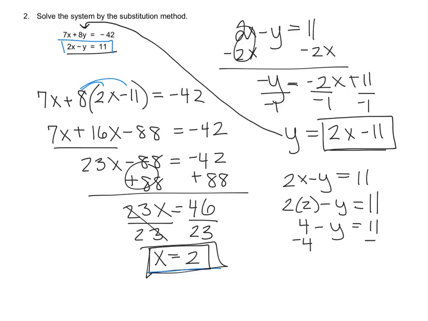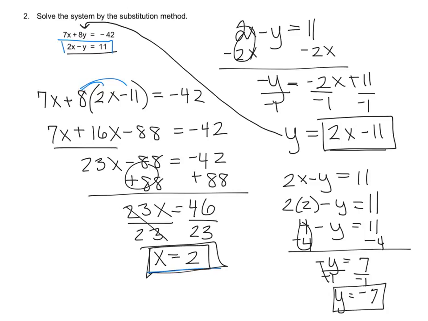So I'll subtract 4 from both sides, and we have negative y equals a positive 7. Now I want to divide both sides by negative 1, and I have a positive y equals negative 7. Now that I have my values for x and y, I can state my solution. And the solution is 2, negative 7. And we're listing this as an ordered pair where x equals 2 and y equals negative 7. So this is my final answer.